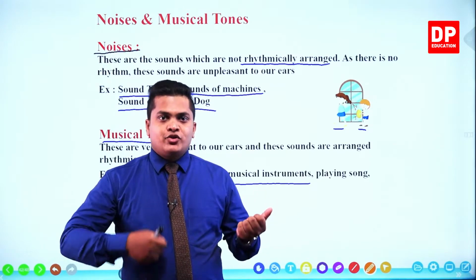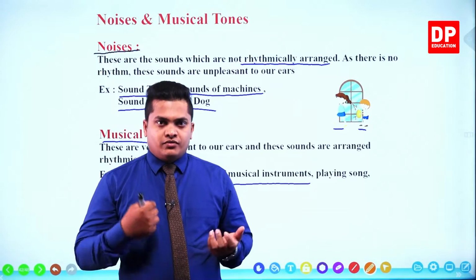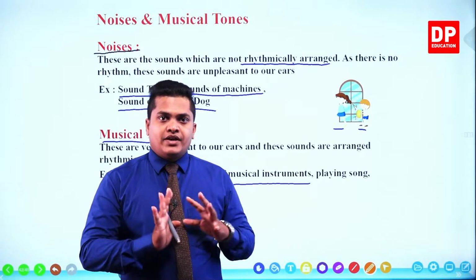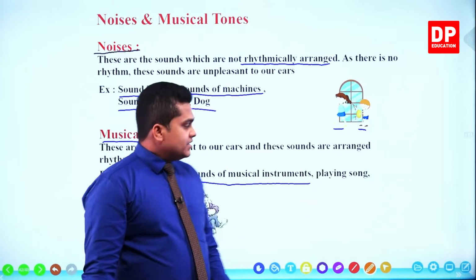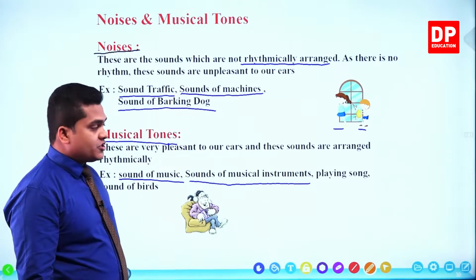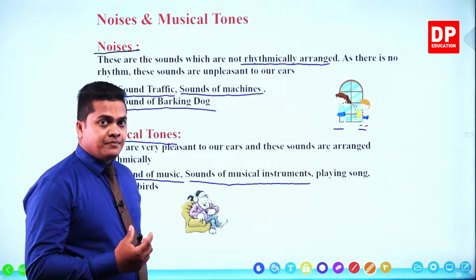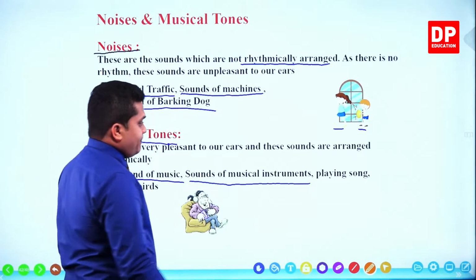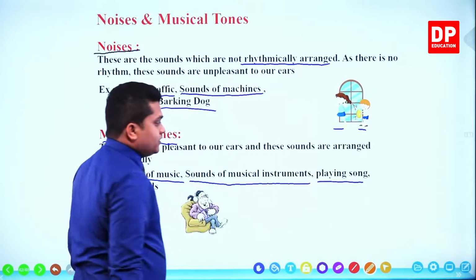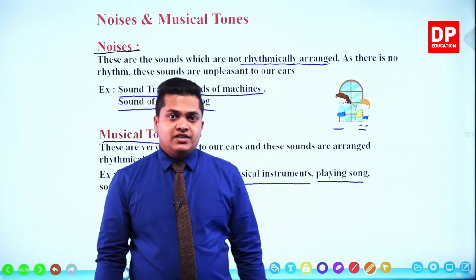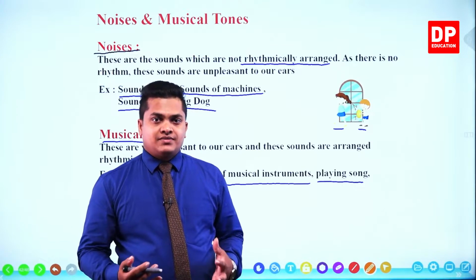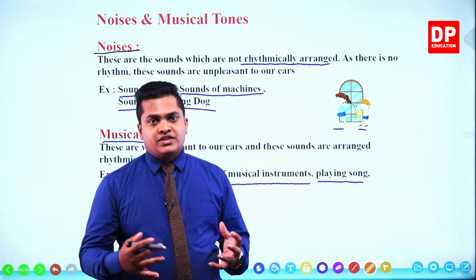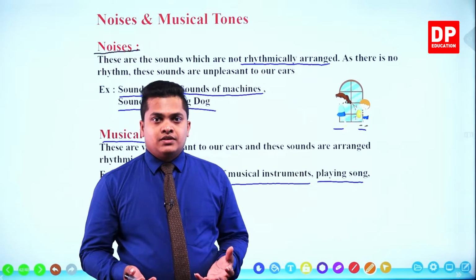But we have to play it to a rhythm, or the musical notes should be played by using the musical instrument. So, sounds of a musical instrument which are played to a certain rhythm can be considered as a musical tone. Then playing a song. When someone is playing a song by using any kind of instrument, right?